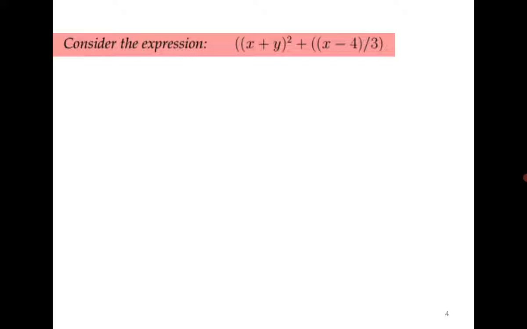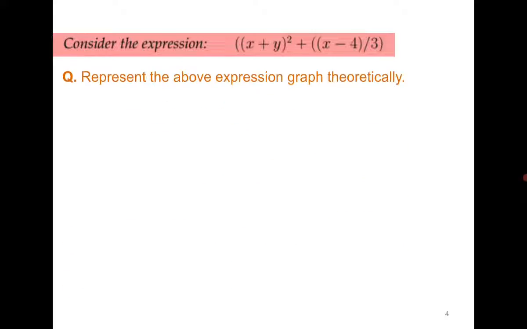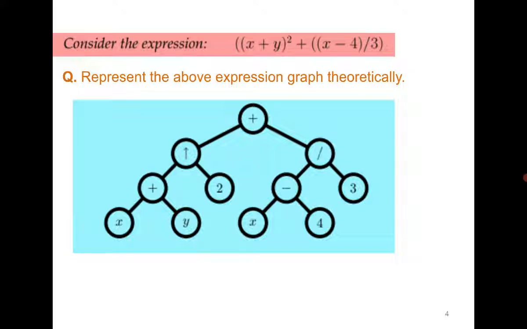Consider the expression (x plus y) whole square plus (x minus 4) by 3. We need to represent it graph theoretically. This is again important when we have to give data and when we have to consider things in terms of data. So this expression can be represented as follows. If we put it like this, then it is very easy for the computer to understand how the data has been given. Again, this structure is a tree because it has no cycles.